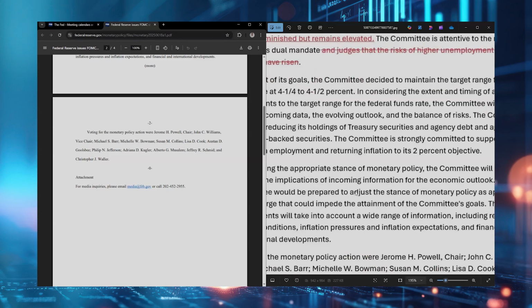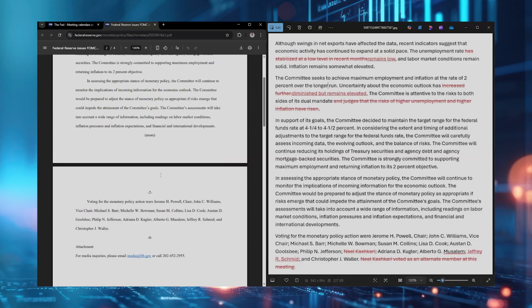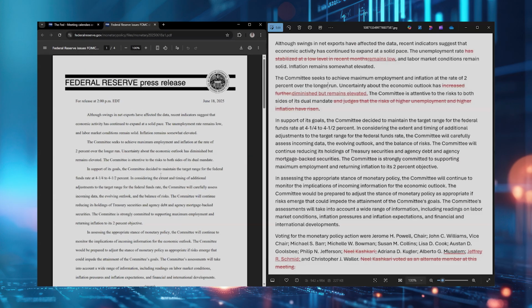Okay, cool. That being said, looking at these, we can see that they do have a bit of concern about the unemployment rate, taking it from stabilized to remains low. Also, we can see that the uncertainty about the economic outlook has diminished, but it's still elevated. It's not increased in a sense. So, increased further, diminished, but remains elevated.